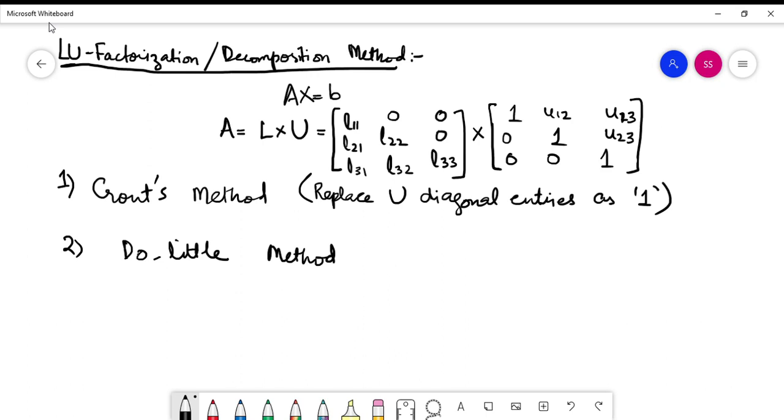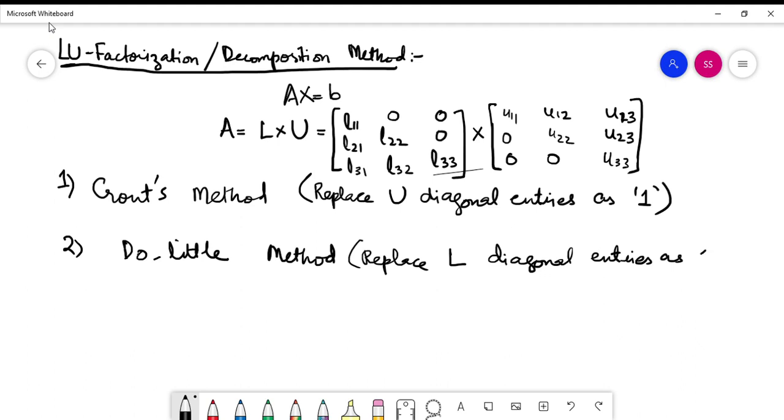And in the Doolittle method, with U11, U22 and U33 as they are, you replace the diagonal entries of the lower triangular matrix with 1. So simple. Replace L11, L22, L33 with 1, 1, 1, solve the system, and use the same 4 steps as before.